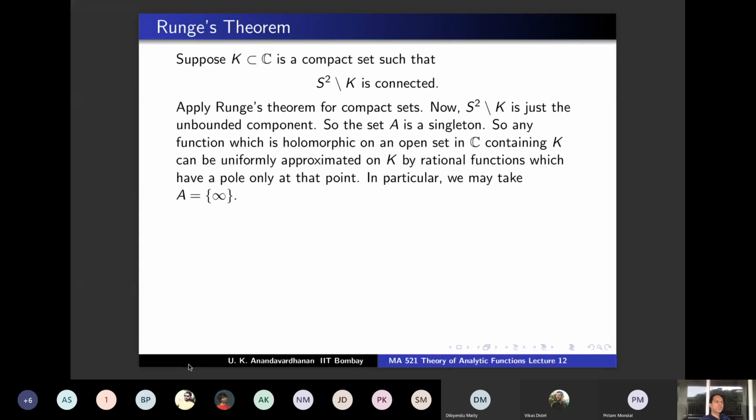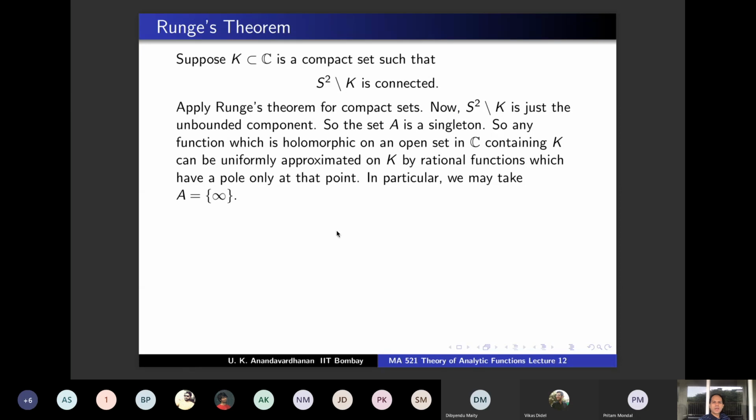The only condition which you should not deviate from is that A should meet each of its components. Now there's only one component, so A should have one point from this component, that's all. Which point is up to you. So in particular, you can choose A to be the point infinity.